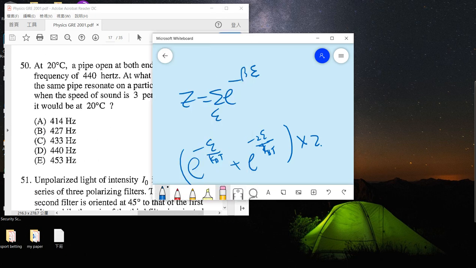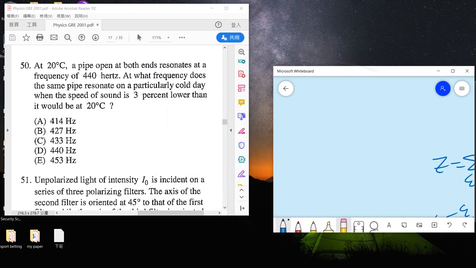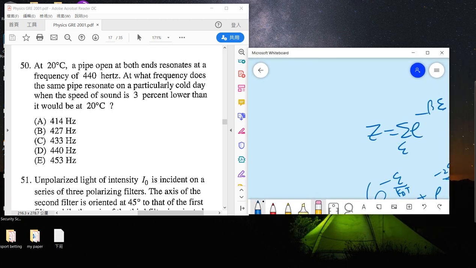And 50. Okay, so 50, an open pipe at 20 Celsius has a resonant frequency of 440 Hz. At what frequency does the same pipe resonate on a particular cold day when the speed of sound is 3% lower than it would be at 20 Celsius?